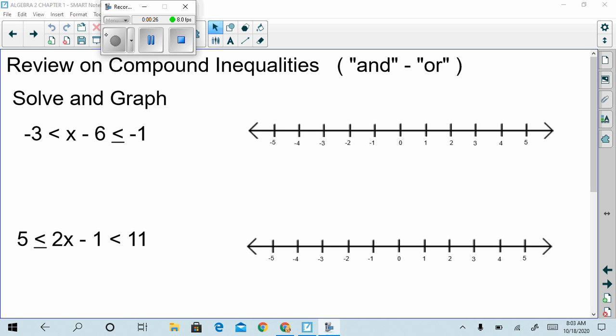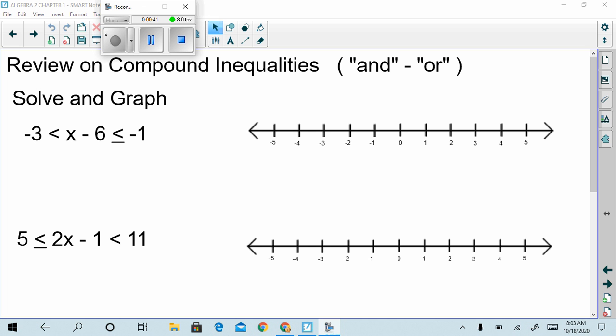On our last quiz, you were asked to solve and graph and show your work. You start to lose credit when you don't do all of the above. So let's take a look at some compound inequalities. We'll start with the ands.